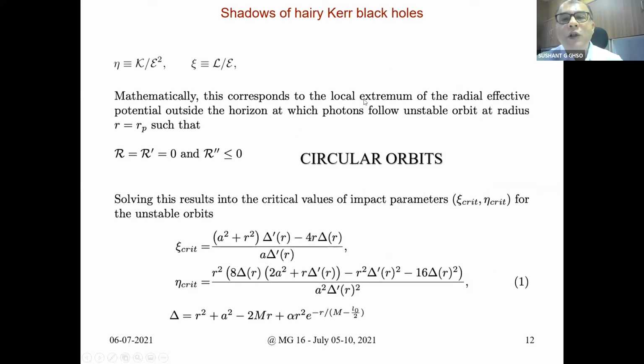Mathematically, this corresponds to the local maximum of the radial effective potential outside the horizon, at which photons follow the unstable orbit at the radius rp. So we can take this derivative of R, and if you solve this, then we can obtain the critical value of the impact parameter, and this will help us to plot the shadow.